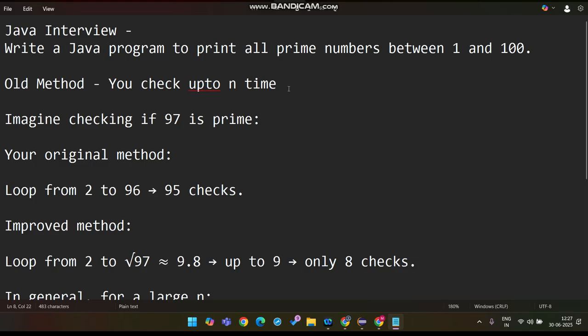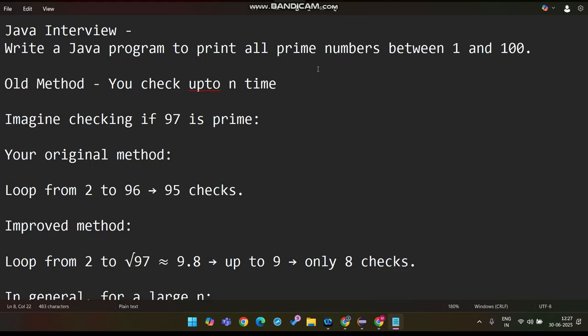So first, what are prime numbers? Prime numbers are those numbers which are divisible only by 1 and by themselves. If they are divisible by any other number, they are not prime numbers. For example, 2 is a prime number: 2 is divisible by itself and by 1 also, so that's why it is a prime number.